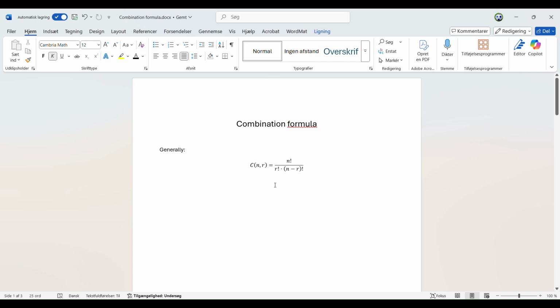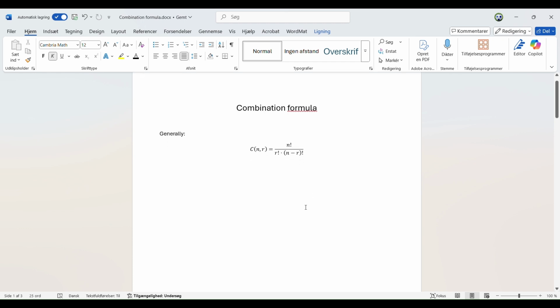Generally, we have that a combination of n choose r, we put n factorial up here, and then we have r factorial times n minus r factorial. So let's see this formula used in some examples.